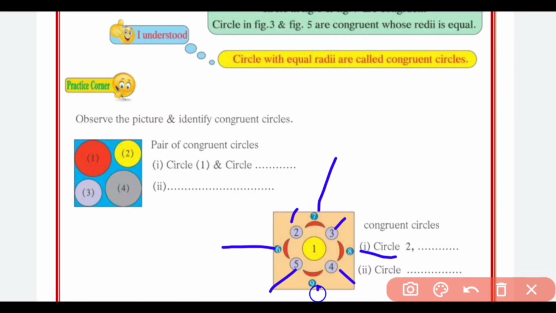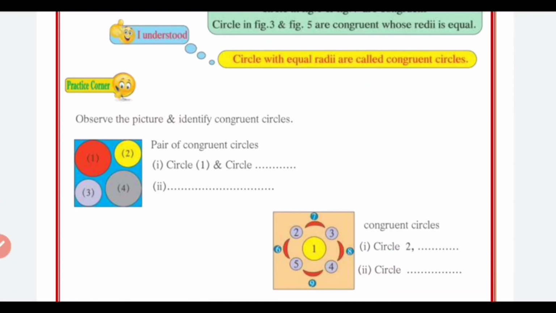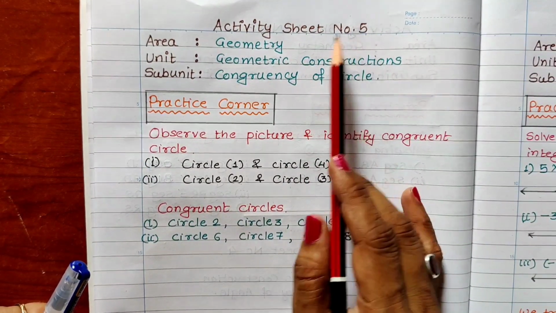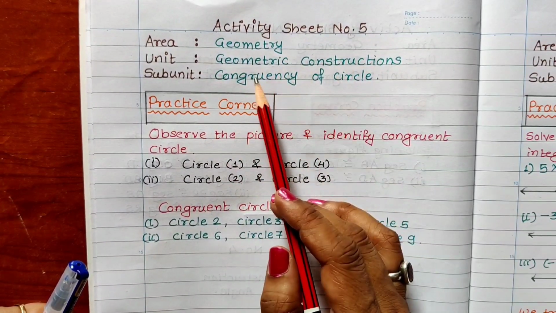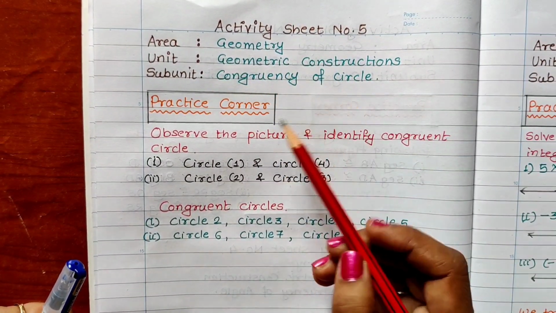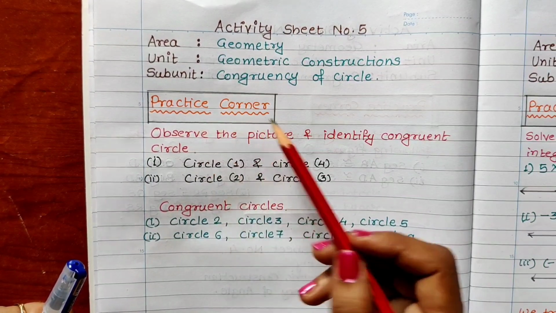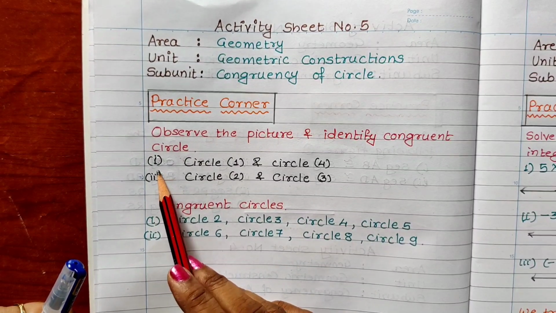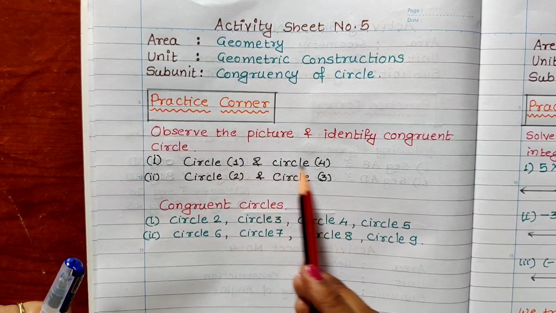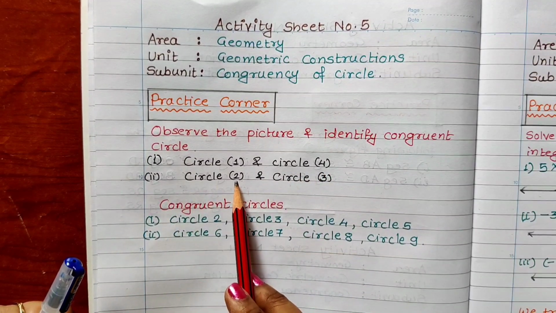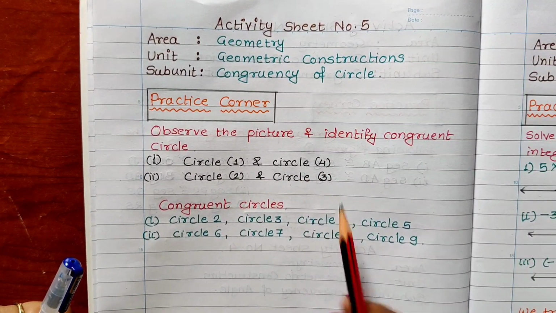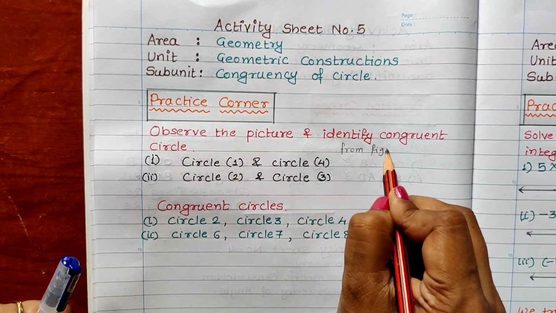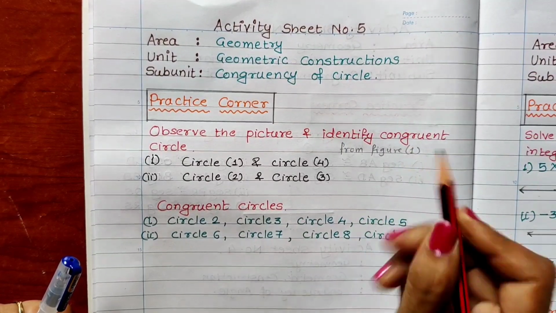So let us see how to write the answers. As you can see here, I have written activity sheet number 5. Area is geometry, unit is geometric construction, and subunit is congruency of circles. We have to write the activity from the practice corner. Observe the picture and identify the congruent circles. You can directly write the answers. The first pair is circle number 1 and circle number 4. The second pair of congruent circles is circle number 2 and circle number 3. This is from figure 1. You can write here from figure 1.